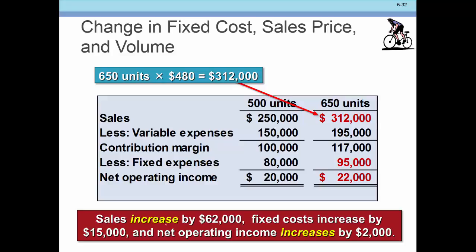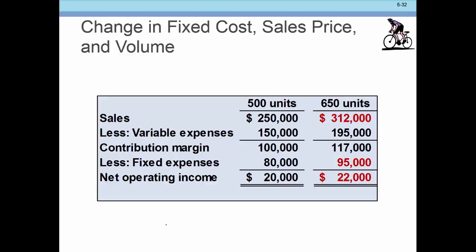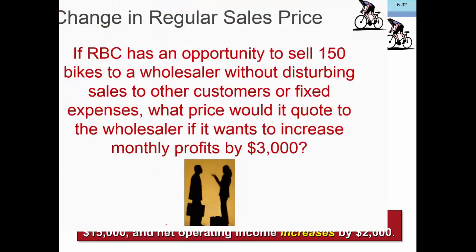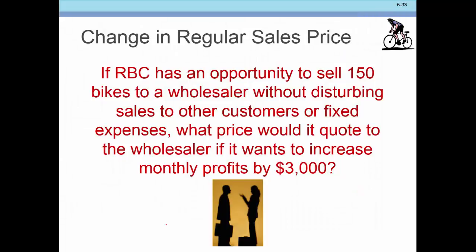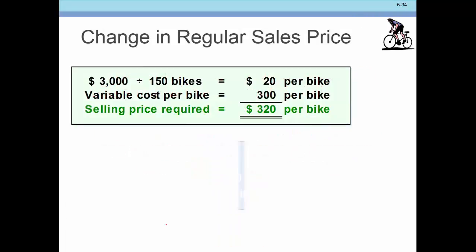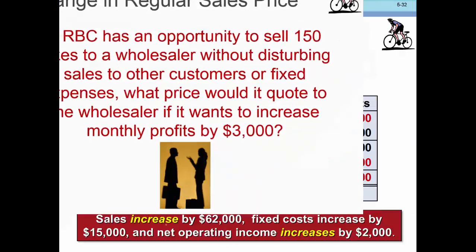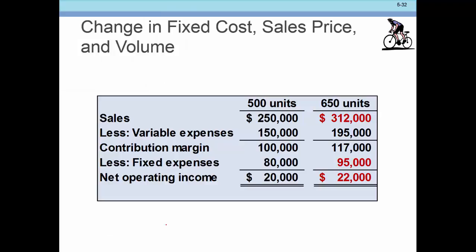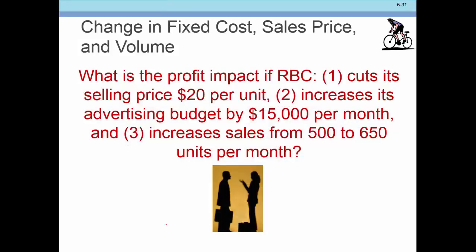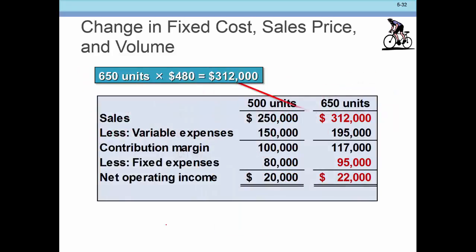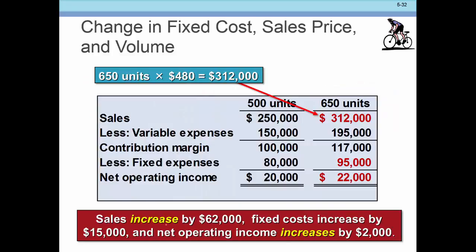That's for the first month, right? Is it 1 month? If it's for 1 month, then yeah, because in the long term... Where are we? I'm lost myself now in this slide. What is the profit if it cuts its selling price by $20 per unit and increases the advertising budget by 15,000? Yeah, this is per month. So you're going to get 2,000 more per month. That's 1 month. So how many months do you want to do this for?